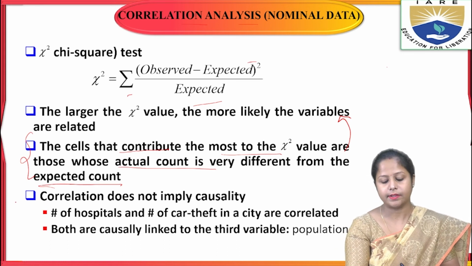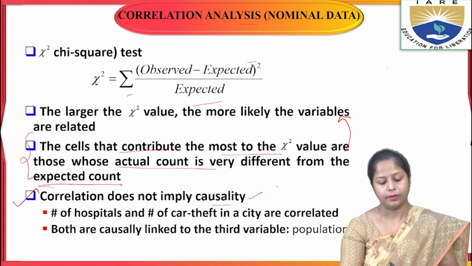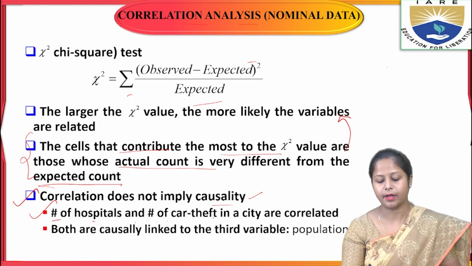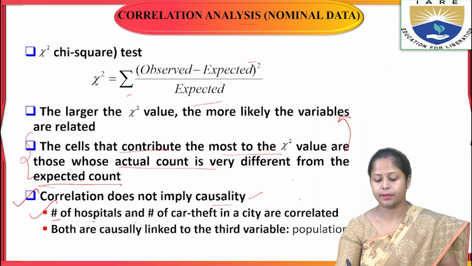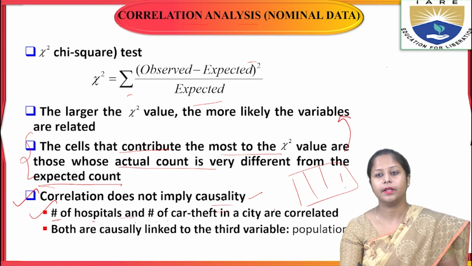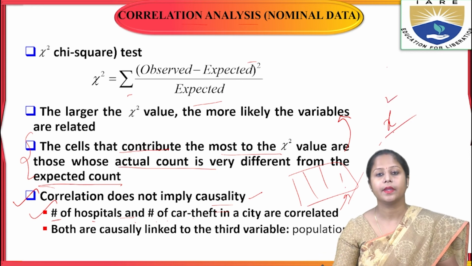So correlation does not imply causality. For example, hospitals and car theft in a city are correlated. That is an example in some type of structured table. So we can say the data is correlated, and the chi-square value will be larger if they are correlated.